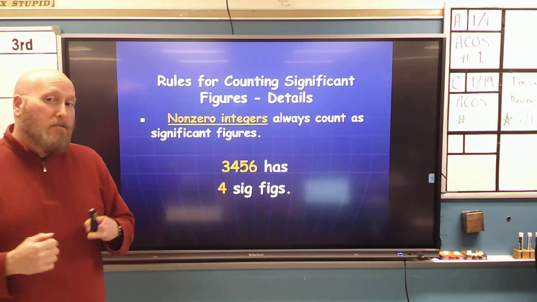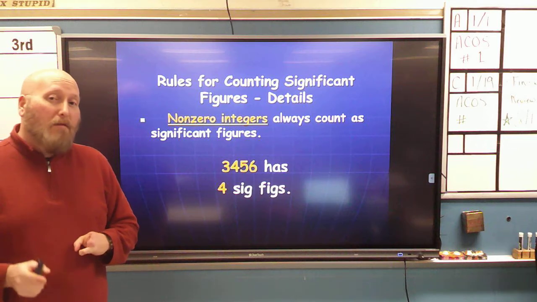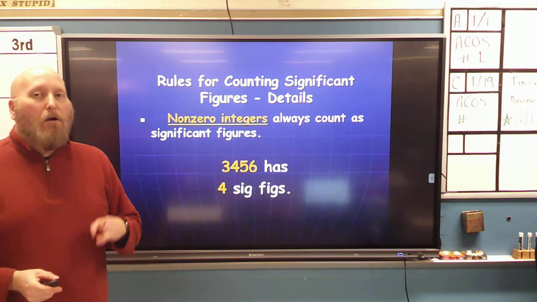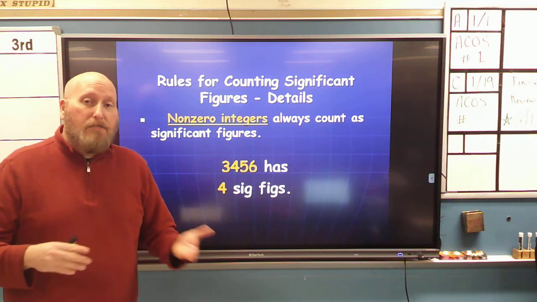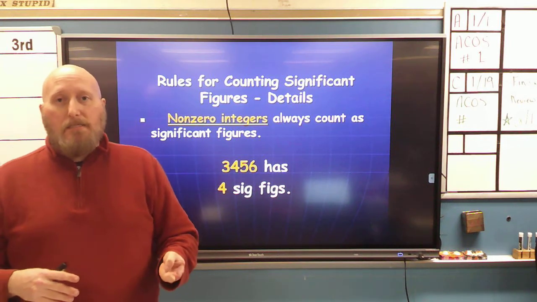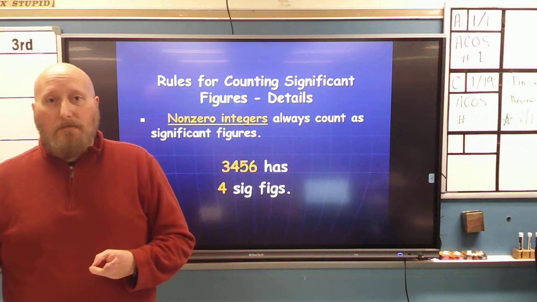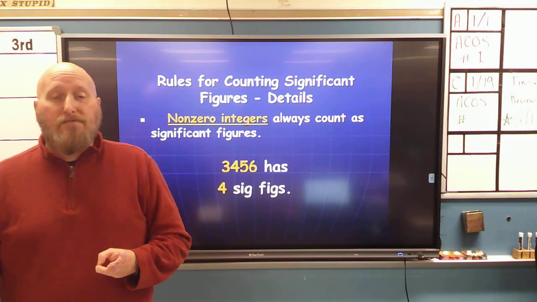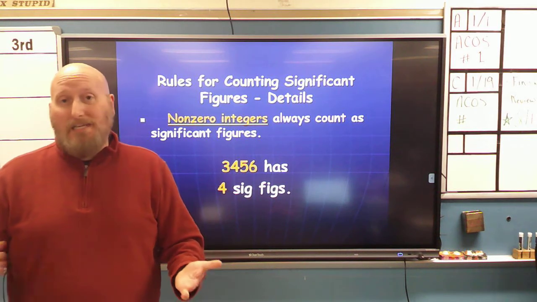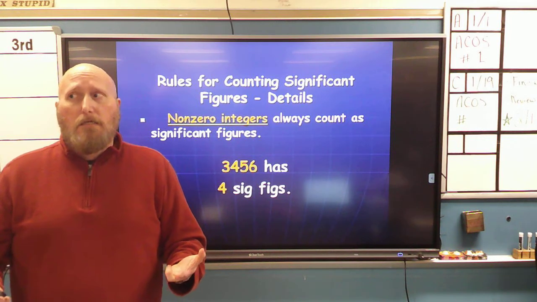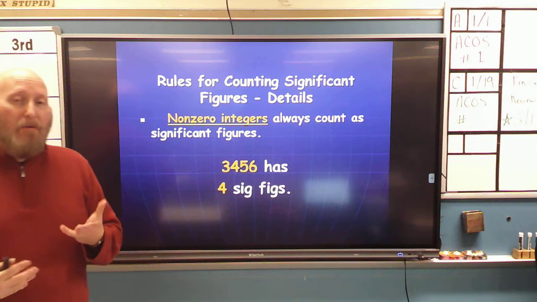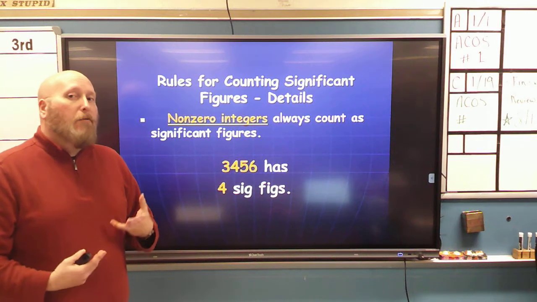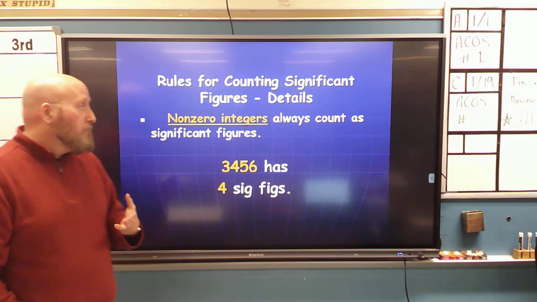But the problem is, we've done 1 through 9. What about 0? 0 is the issue. Can 0 be considered significant? Well, the thing is, sometimes 0 has value, sometimes it doesn't. Sometimes it is significant, sometimes it isn't. So how are we going to figure that out? Well, it's actually, again, a couple of rules that help us figure it out, and they're pretty straightforward, okay?